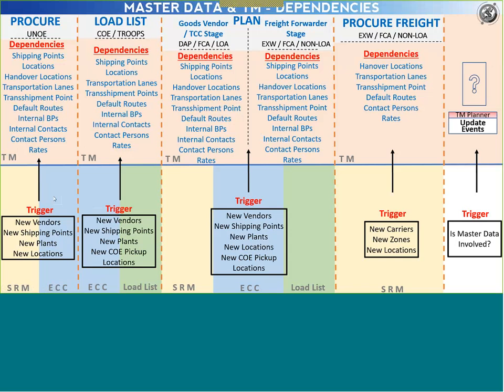What is the impact of each change in master data in TM? Whether it comes from SRM, whether it comes from ECC, or whether it comes from the Excel load list that we're going to be using. Now, this is not final. This is provisional, these dependencies and these impacts of master data. But this is what I've been able to put together to make it a little easier to understand in 2 hours what the impact would be.